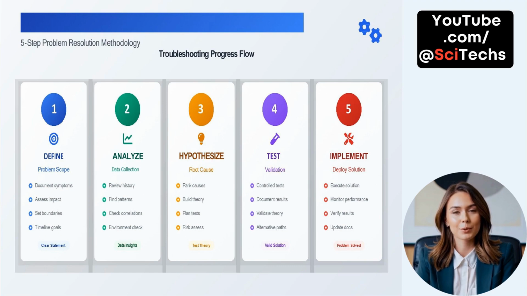Troubleshooting progress flow. The troubleshooting progress flow outlines a clear 5-step problem resolution methodology to guide teams from issue identification to successful resolution. Step 1 is define, where the team documents symptoms, assesses the impact, sets boundaries around the issue, and establishes timeline goals. This stage is essential for crafting a clear and focused problem statement.